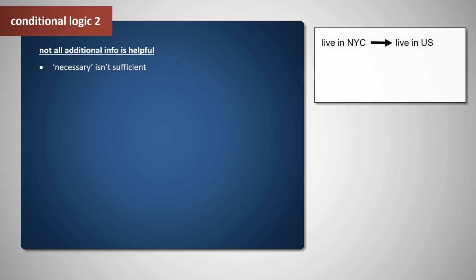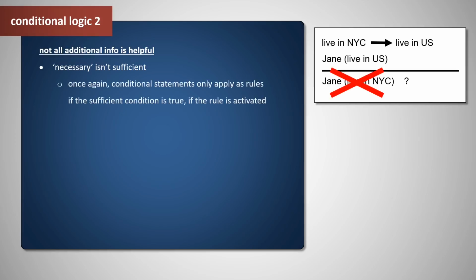What do I mean by that? If we once again look at this particular rule we've been working with: if you live in New York City, that means you live in the United States. Well, I know Jane lives in the United States. So can I say that Jane lives in New York City? Well, once again, obviously not. Why not? For the same reason.